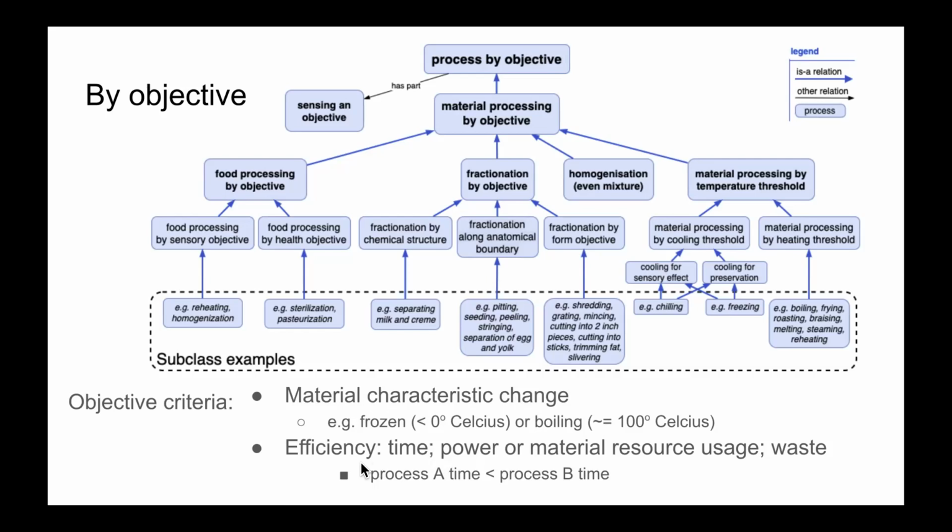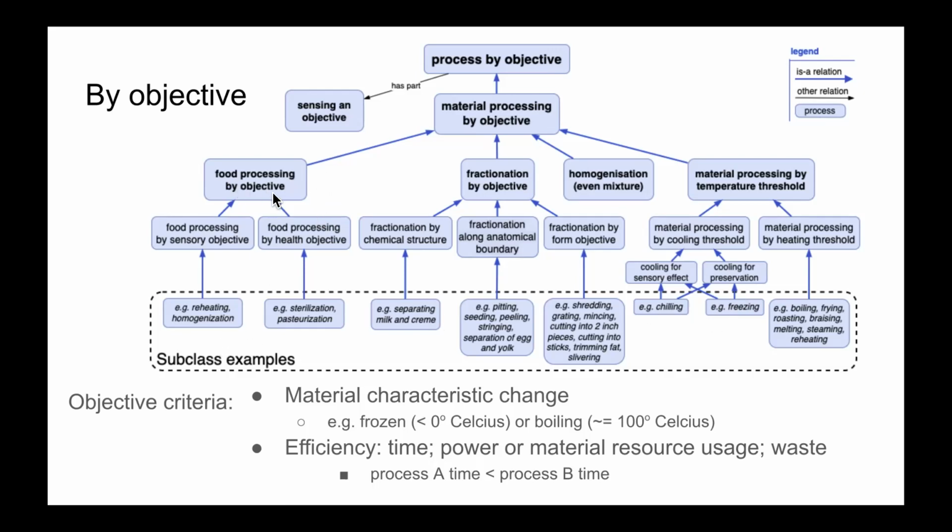There can be objectives that are present, such as greater efficiency of the process that might make you choose one process over another in terms of its mechanism. So there are just some examples on this slide of, say, fractionation by objective, the fractionation to achieve a distinction between milk and cream as an objective, for example. The material processing by cooling, you might be cooling for some sensory effect, like chilling or freezing for ice cream.